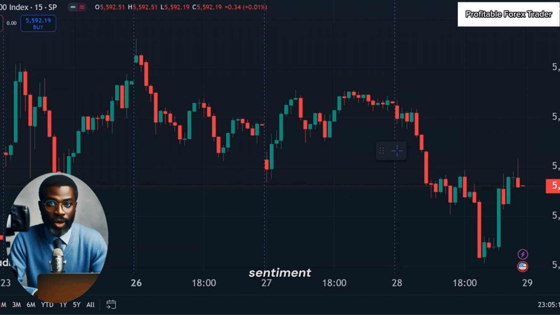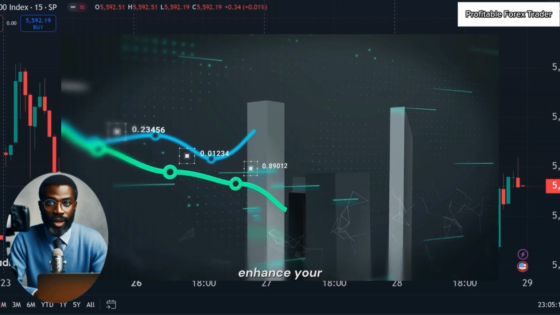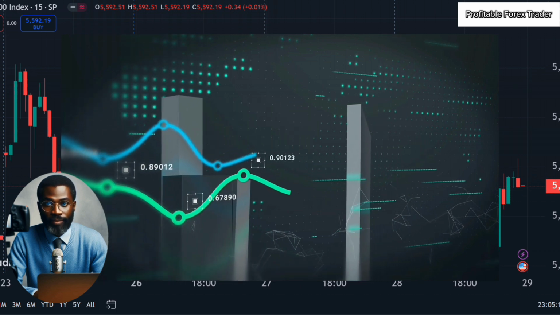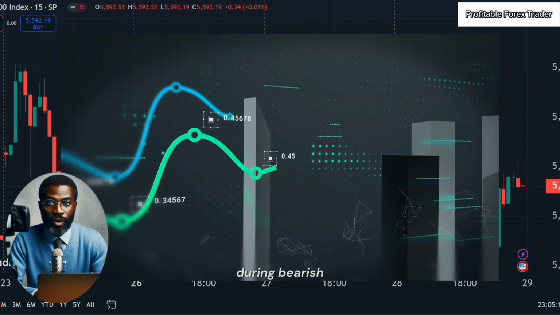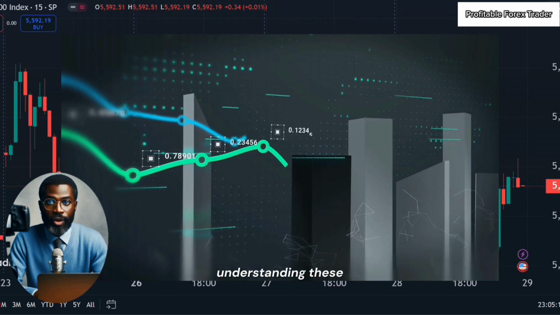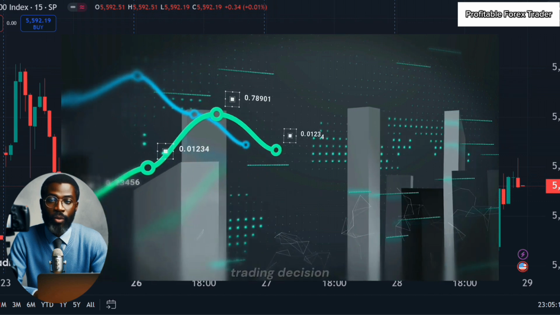market sentiment and determine high-probability trading setups. We'll explore how these patterns reflect the daily movement of prices and how, when combined with trend analysis, they can enhance your overall trading strategy. Whether you're looking to go long in a bullish trend or short during bearish conditions, understanding these patterns will give you the confidence to make smarter, more calculated trading decisions.